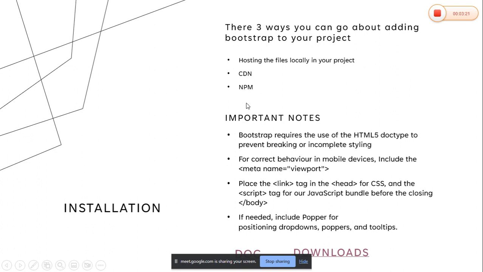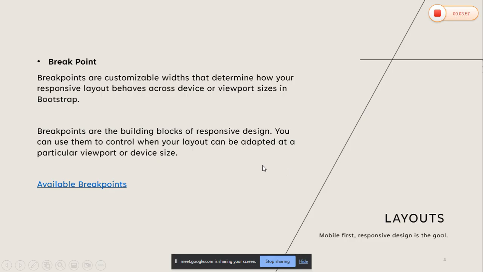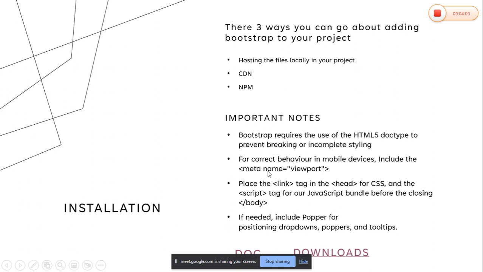Before we do this part of it, there are some things that you need to note when you are setting up your Bootstrap. First of all, it requires the HTML5 doctype. You see all of this in the Bootstrap documentation, and the documentation is in this link. It requires the HTML5 doctype to prevent breaking and incomplete styling, and for correct behavior on mobile devices, you need to include this meta tag with the name viewport.